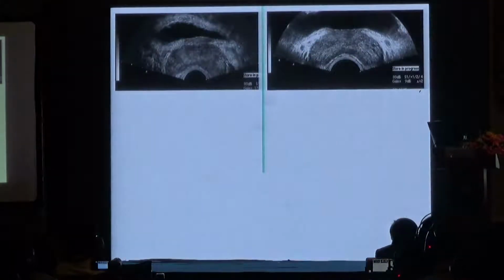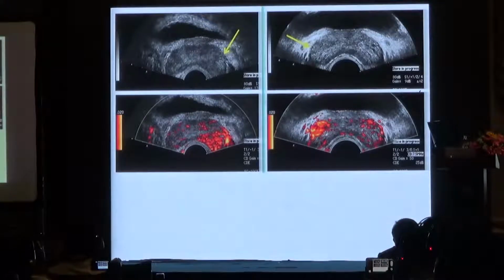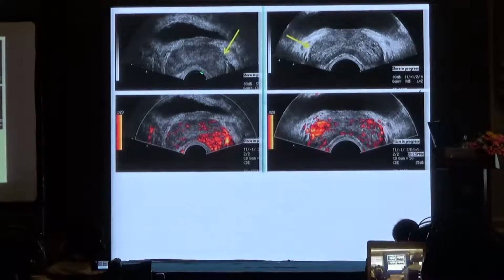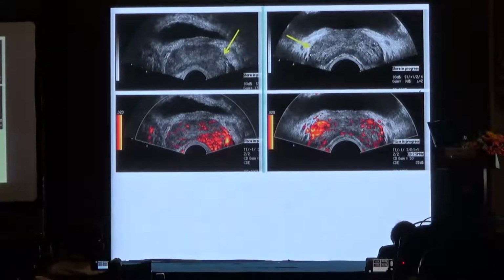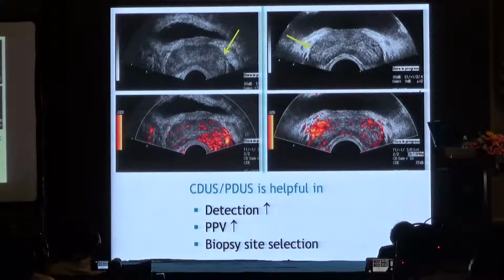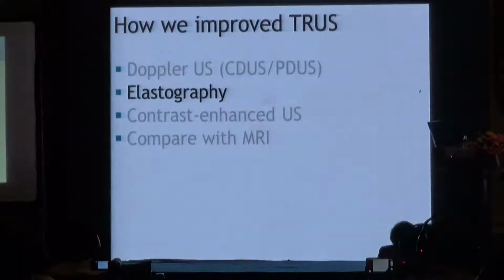Now look at those two different cases. It's almost impossible to identify the lesion with this grayscale, but with the power Doppler ultrasound, here is the lesion, and in this case, here is the lesion. If we look back at this grayscale, probably we can identify that this area has a little bit hypoechoic and heterogeneous echogenicity, and that area is the tumor. And so Doppler ultrasound is helpful in detection of prostate cancer, increases the positive predictive value, and is definitely helpful in biopsy selection.